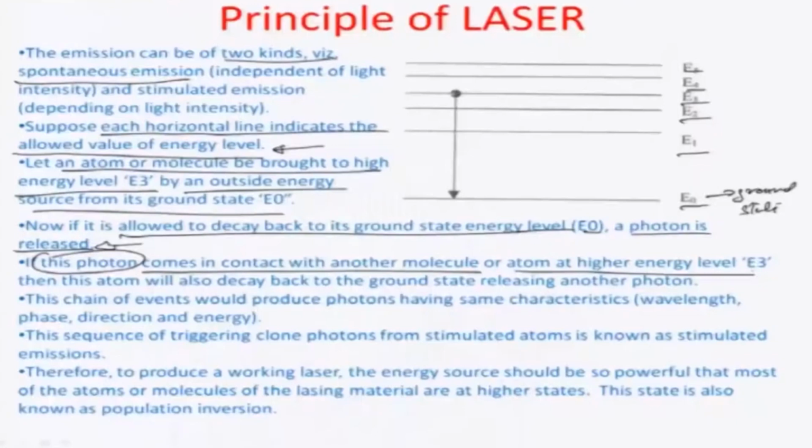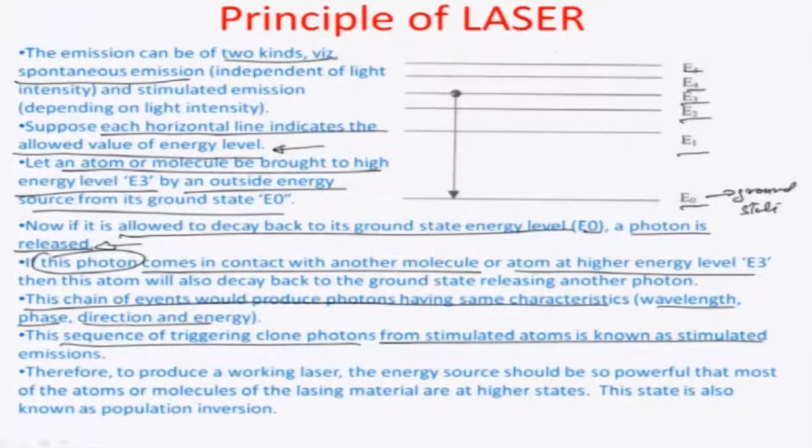So stimulation of a higher energy state of the atom by an already emitted photon from an atom which has already transited back to a lower energy state. So a chain of events would produce photons having the same characteristics, that is wavelength, phase, direction and energy. And this is what we mean by coherence. And the sequence of triggering clone photons from stimulated atoms is actually known as stimulated emission.